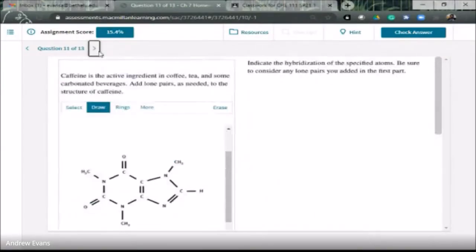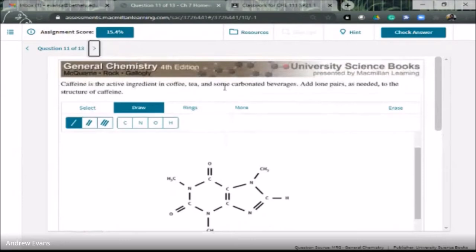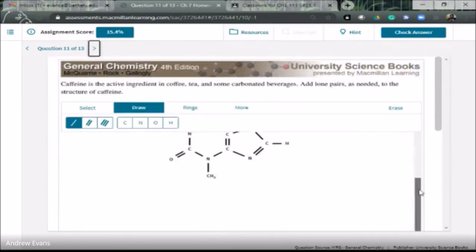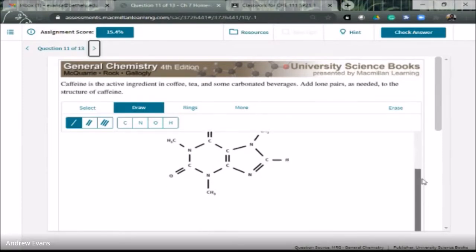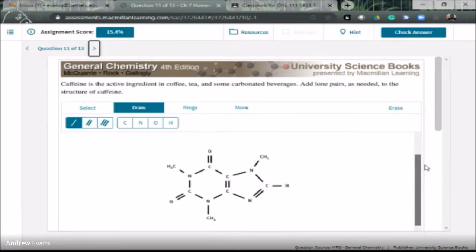So I'm going to just move on. This one's a little tricky. Don't screw this up too much. You can reset it. But basically, all this wants you to do is put lone pairs on the molecule. How do we do this? How do we know where the lone pairs go?